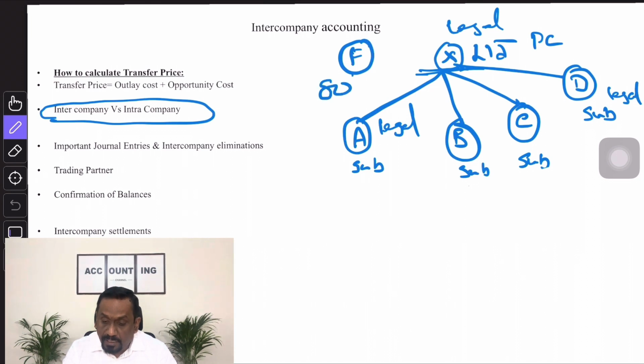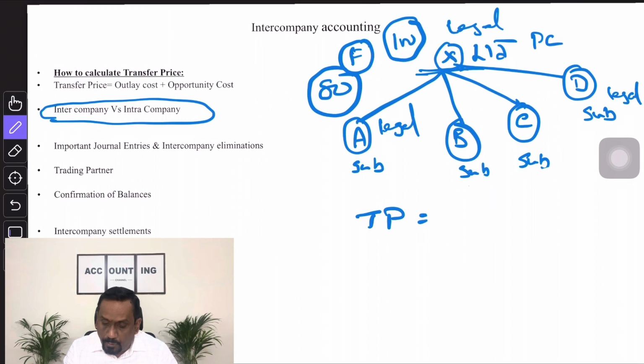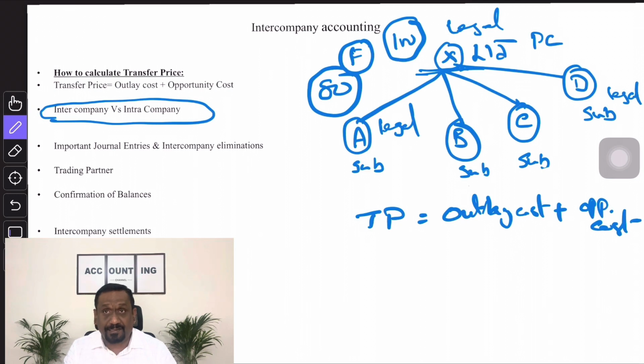The manufacturing cost for producing this F product is 80 rupees. And this product is available in the market for 100 rupees. Now, how do we calculate transfer pricing? Transfer pricing is equal to outlay cost plus opportunity cost. You need to understand this.